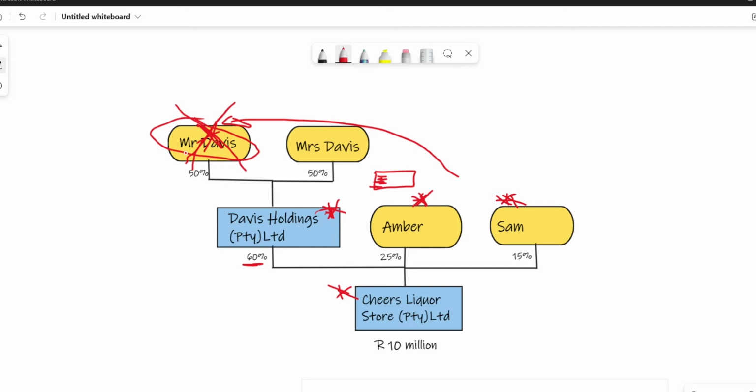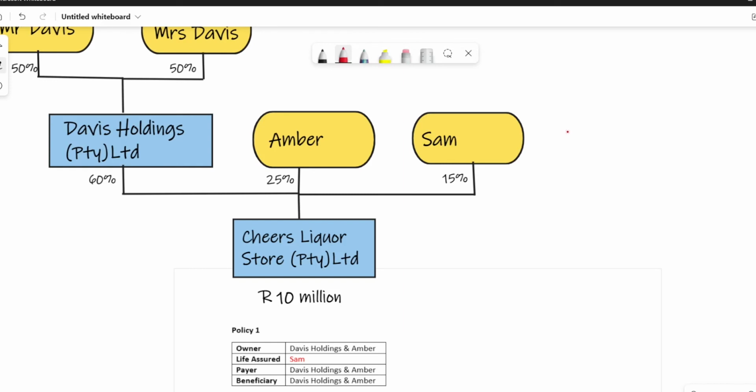However, the converse could not be true, where Mr. Davis says, look, if Mrs. Davis, my wife, Anne, passes away, I'll still continue to run the business. So hence, we only need a policy on the life of Mr. Davis. So now we need to put in place a policy on the life of Sam as our first example.